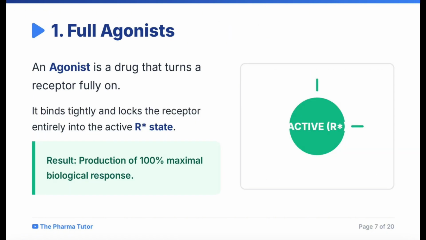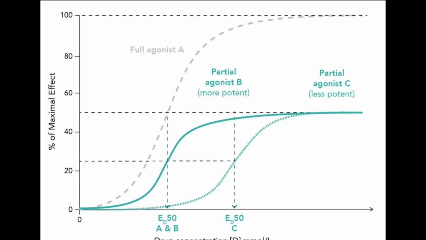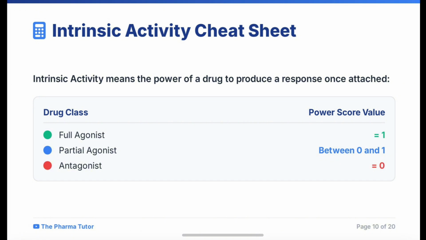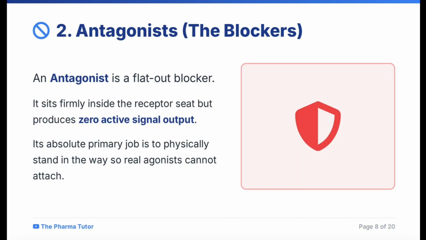An agonist is a drug that binds to a receptor and activates it to produce a biological response. Full agonists produce the maximum response, while partial agonists produce weaker effects. An antagonist binds to a receptor without activating it and blocks the action of agonists. Antagonism can occur in several ways.